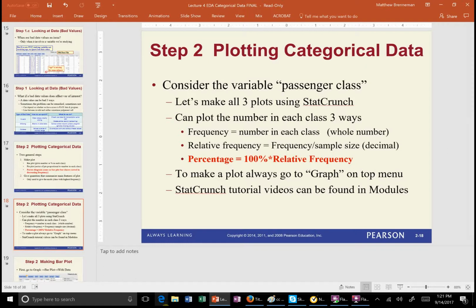So let's go to passenger class and make all three types of plots, okay? Let's make a bar plot. We'll make a Pareto and a pie. Notice there's three different things you can plot. You can plot counts. So one thing I want you to kind of be aware of is that you're always making decisions. These are the decisions you're going to have to make when you have a data set. What do you want to plot? You want to plot counts, relative frequency, or percentages. What do you think is most informative?